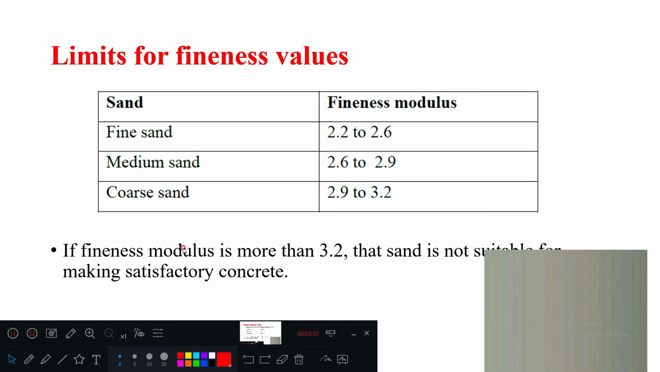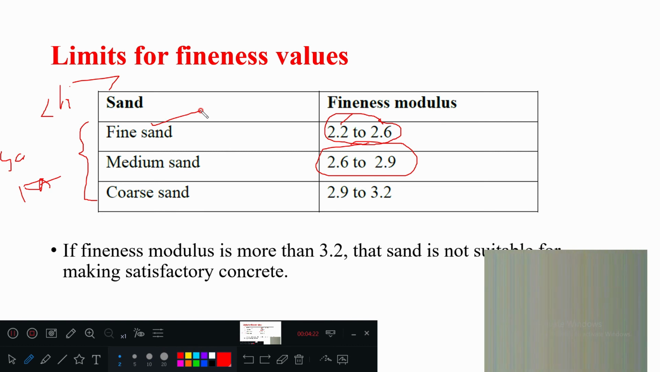Okay, here one small table is given. All these are sand only. Sand means fine aggregate only. All particle sizes are less than 4.75 mm. Fineness modulus values are given here. If it is 2.2 to 2.6 fineness modulus, then we call it fine sand. If it is 2.6 to 2.9, medium sand. If it is 2.9 to 3.2, coarse sand.